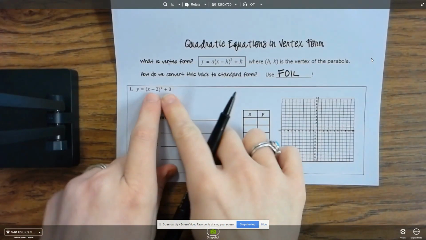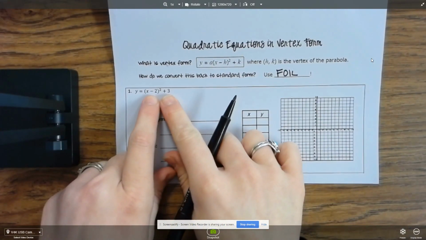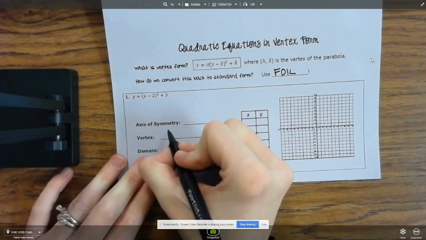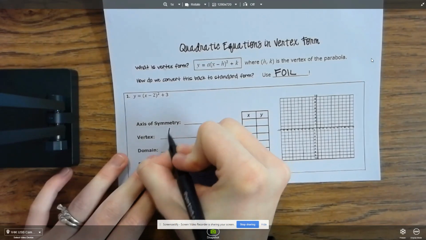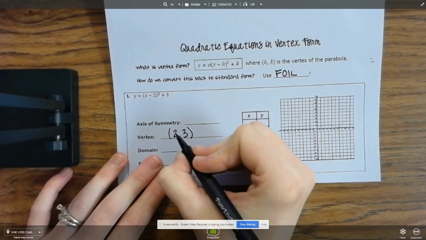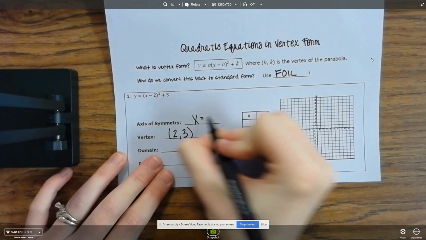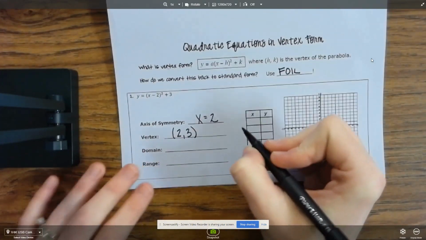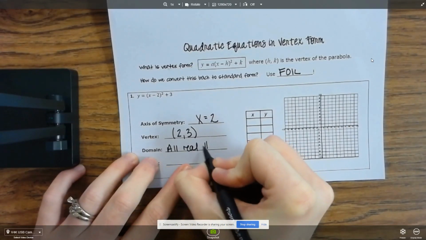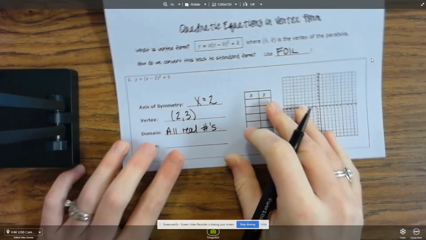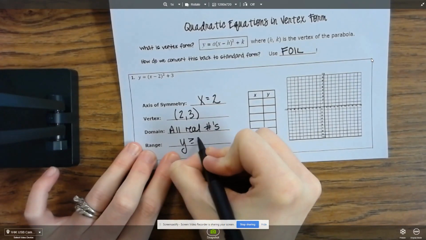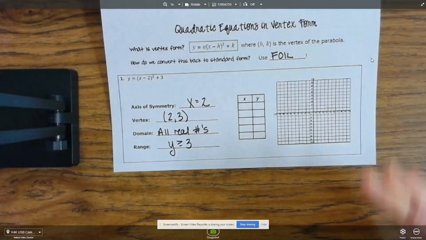So we know that h and k are going to be our vertex. And since this is -2, that would be a +2. So (2, 3) would be our vertex, which means our axis of symmetry would be x equals 2. Our domain would be all real numbers, and then our range would be y is greater than or equal to 3.